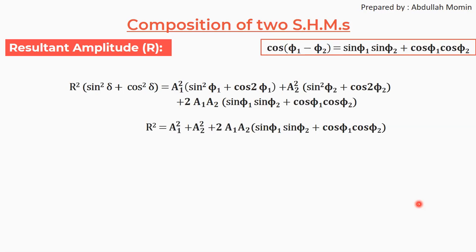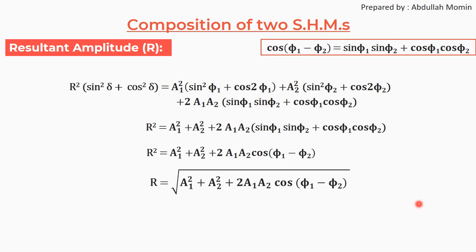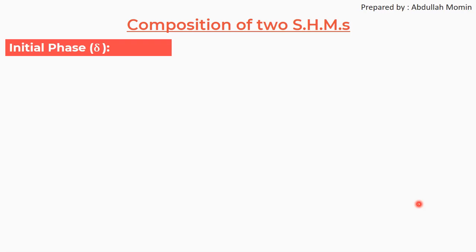We have the formula cos phi 1 minus phi 2 is equal to sine phi 1 into sine phi 2 plus cos phi 1 cos phi 2. So we will get the equation r square as a1 square plus a2 square plus 2a1 a2 cos phi 1 minus phi 2. So r can be written as root of a1 square plus a2 square plus 2a1 a2 cos phi 1 minus phi 2. So this is the equation of resultant SHM.